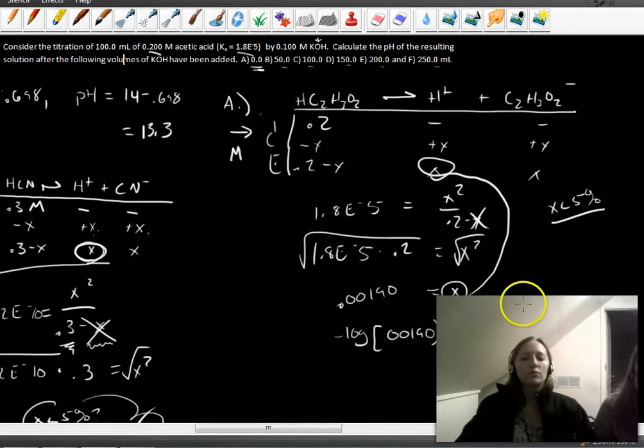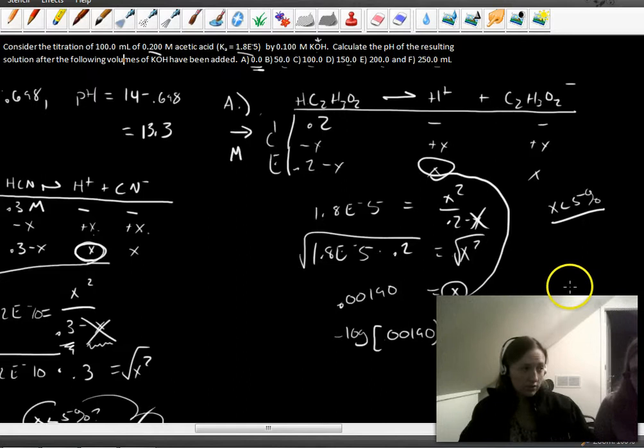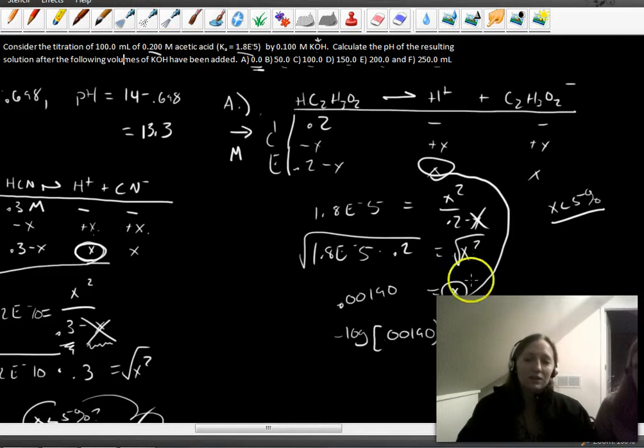And you have to remember sig figs. pH decimals are concentration sig figs. My concentration is 0.200, that is 3 concentration sig figs. That means I want 3 decimal places in my pH. So pH, that was part A.